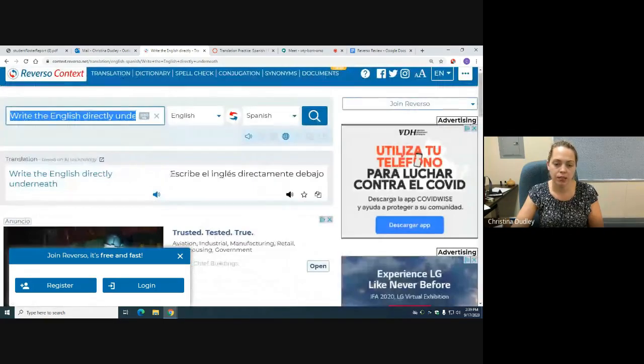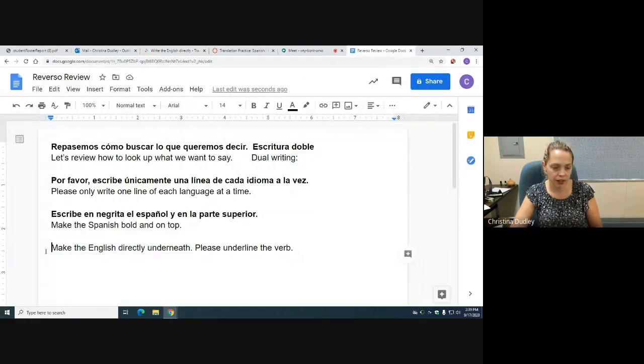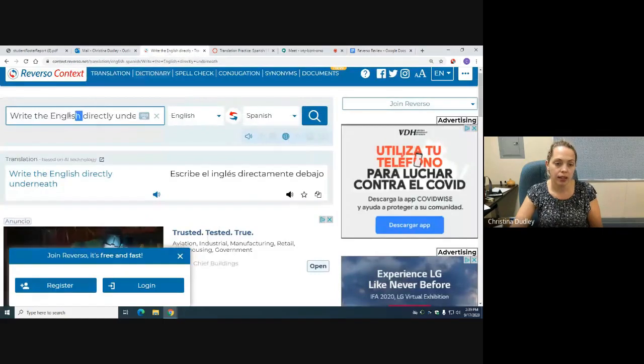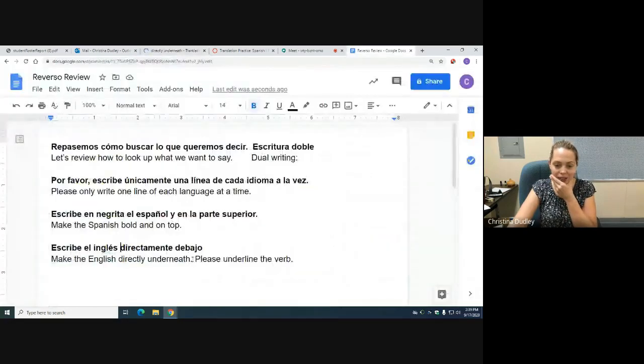So I'm going to go ahead and copy this since it doesn't go away. Oh, just copy it right there. Copy, put it over here. Okay. And then I'm going to check to make sure this directly underneath is correct. So let me go back. Directly underneath. There it is. Okay, so we can use that one. So done with that one.